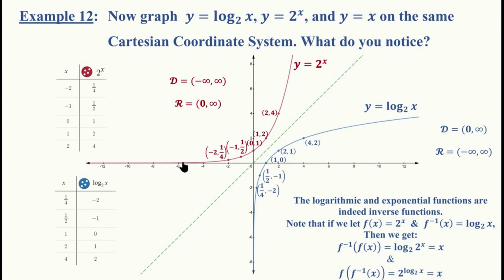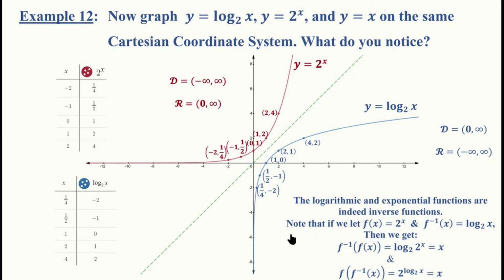Notice that the domain of the red graph, which is y equals 2 to the x, is all real numbers, and that's the range of the blue graph. They switch domain and range. The range of the red graph is all positive real numbers, and that becomes the domain of the blue graph. So they are precisely inverse functions. In fact, we can easily prove it in the case of these two.